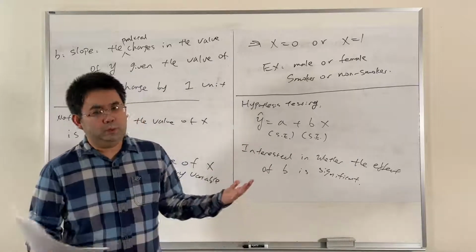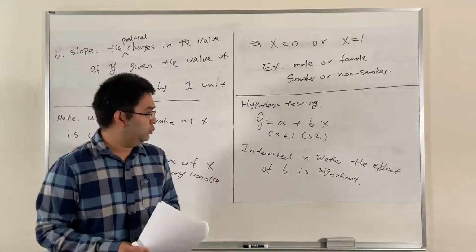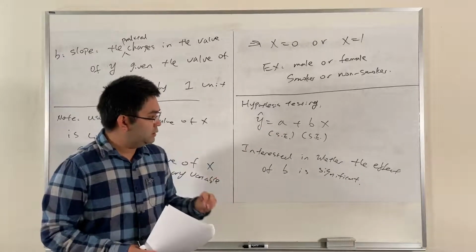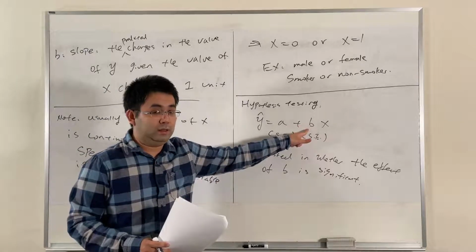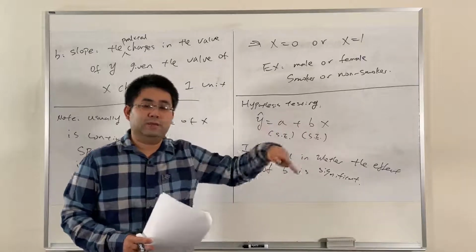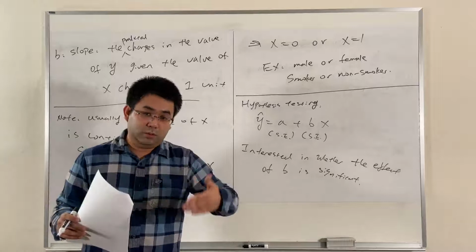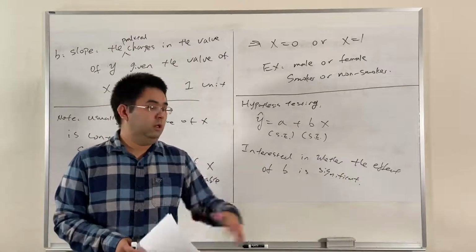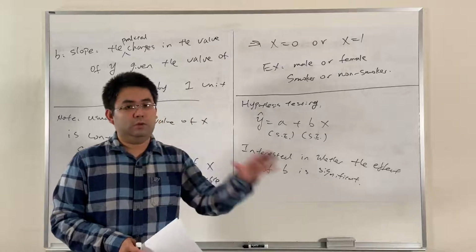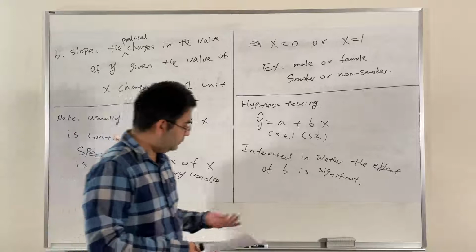Some people are also interested in testing the value of A, that's also important, but the main interest is most likely testing whether B is significant, or whether X has effects on Y, and that's testing whether B is 0 or not. So if it's 0, no effects. If it's not 0, it does not matter whether it's positive or negative, it has effects on Y.